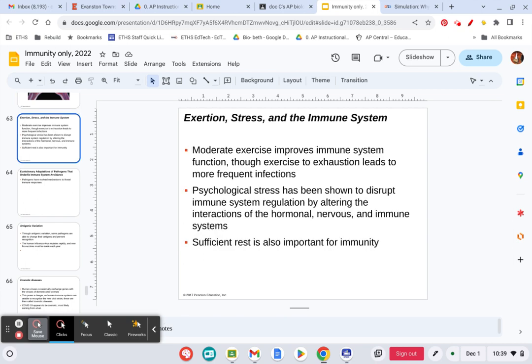Moderate exercise can improve the immune system. Exercise to exhaustion does not. Riding your bike for 20 hours when you have strep throat is not a good idea. Psychological stress is also not good.